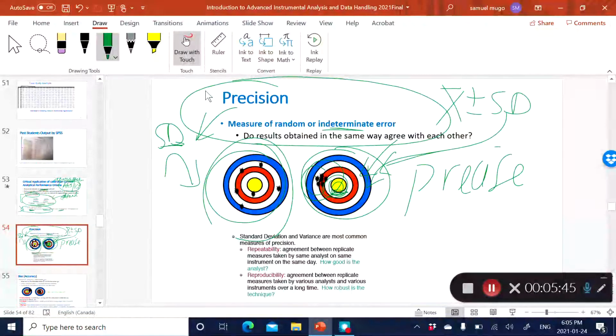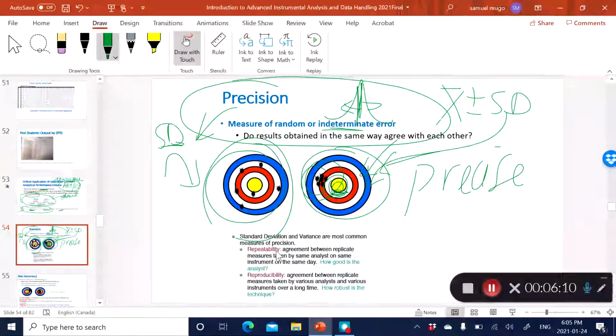Precision only tries to indicate how closely the data is distributed around the mean. So if there is a mean, there is a distribution of the data around the mean, and you measure it using standard deviation. And of course, there are different types of standard deviations out there.